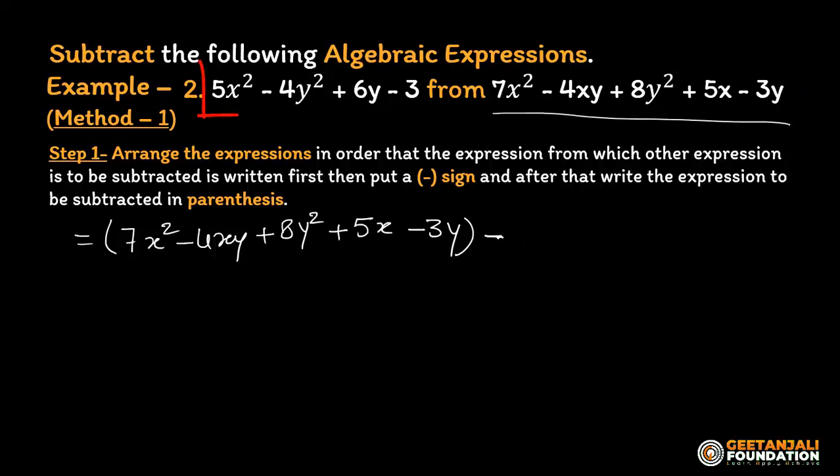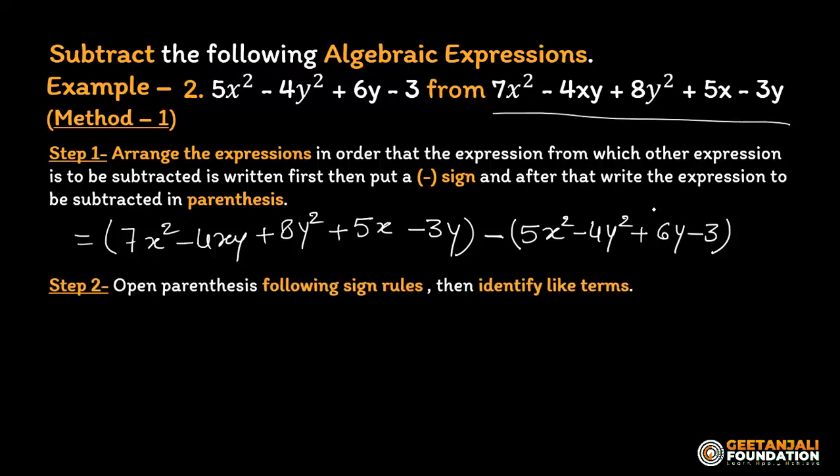I'll put a minus sign because I have to subtract the second expression from this. After putting the minus sign, I'll write the second expression. So it is 5x squared minus 4y squared plus 6y minus 3. This is our second expression. So we have followed step 1. Now in step 2, we have to open parentheses following the sign rules.